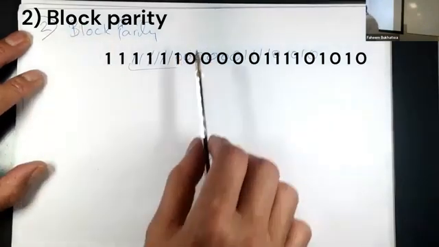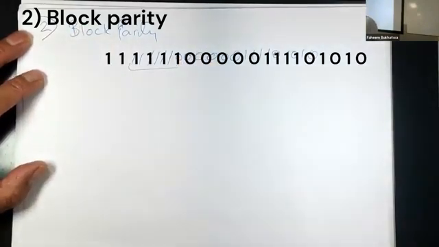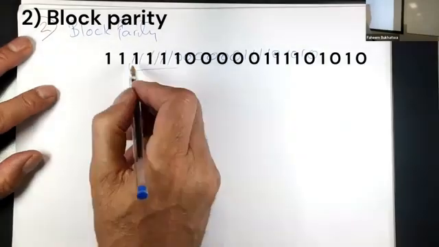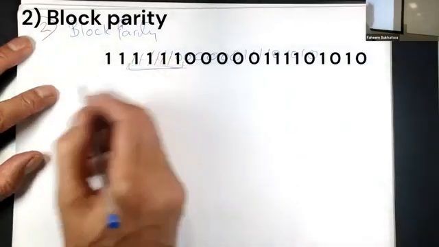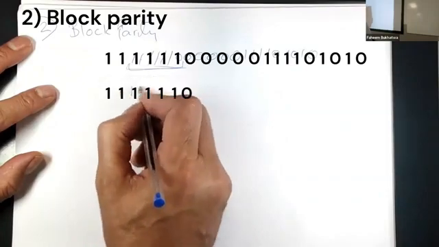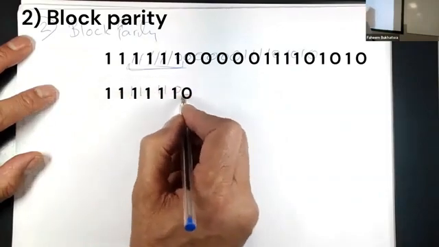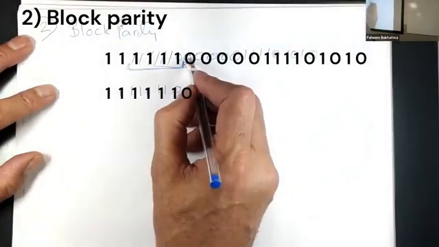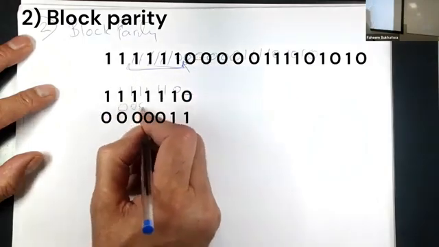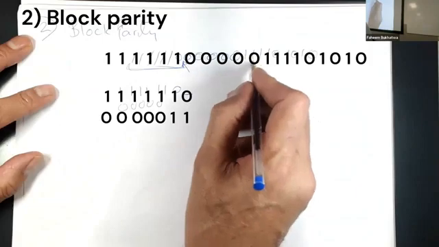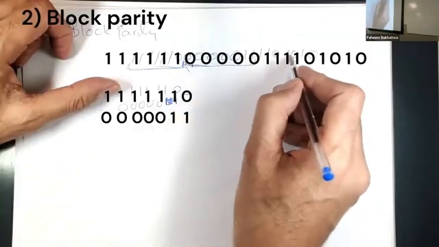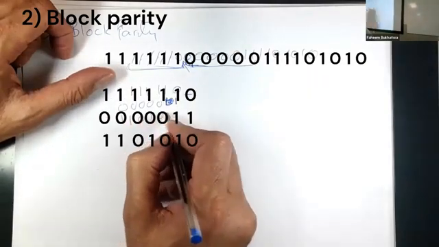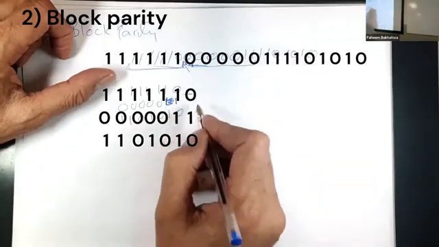We're going to add a parity bit at the end of every byte. But I'm going to put them now in a block, in a matrix, in a table. I'm going to take the first 7 bits and write here 1, 1, 1, 1, 1, 1, 0. Now I'm going to add a parity bit there. I'm going to take the other one, 5 zeros followed by 2 ones. And now the next one: 1, 1, 0, 1, 0, 1, and a 0.